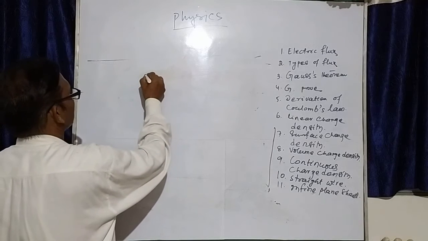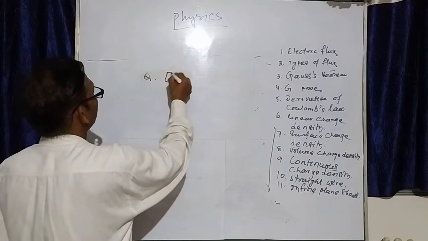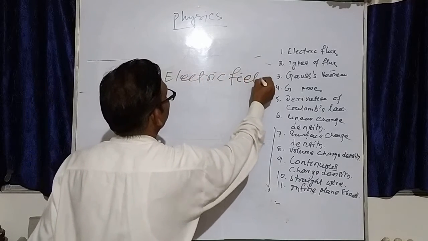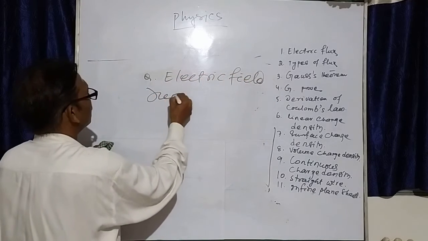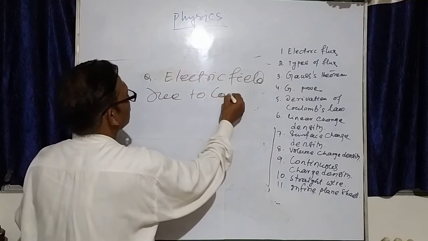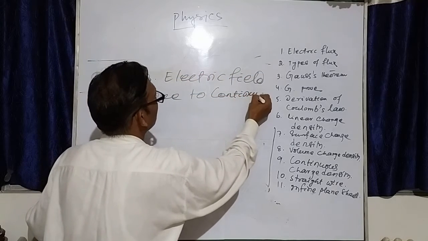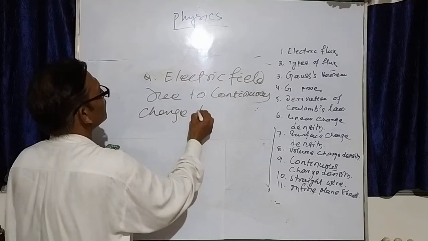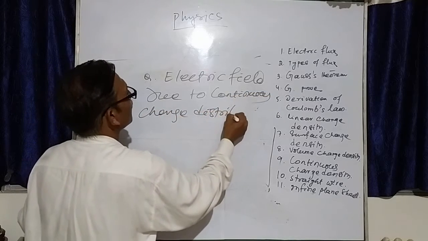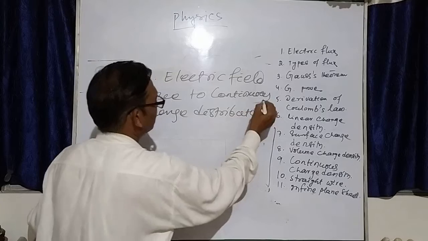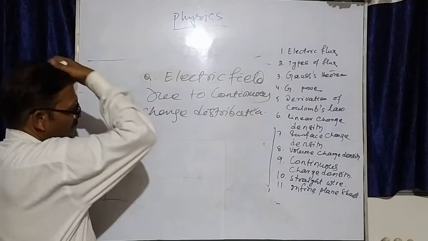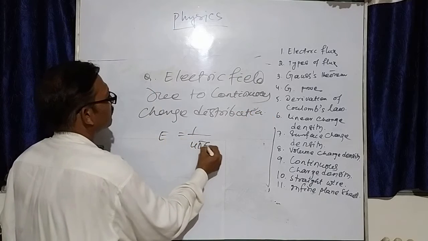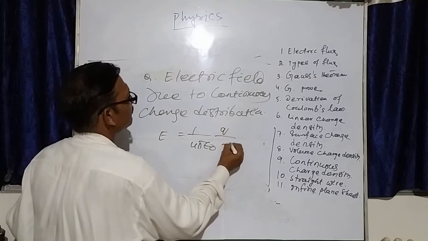Continuous charge distribution. What is continuous? Electric field due to continuous charge distribution. Charge distribution: linear, surface, volume. First, the electric field, you know, is 1 by 4 pi epsilon 0 Q by r square.